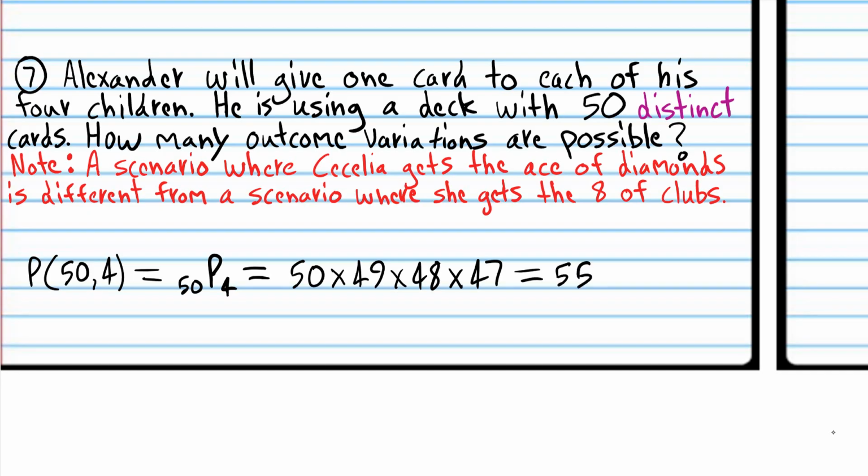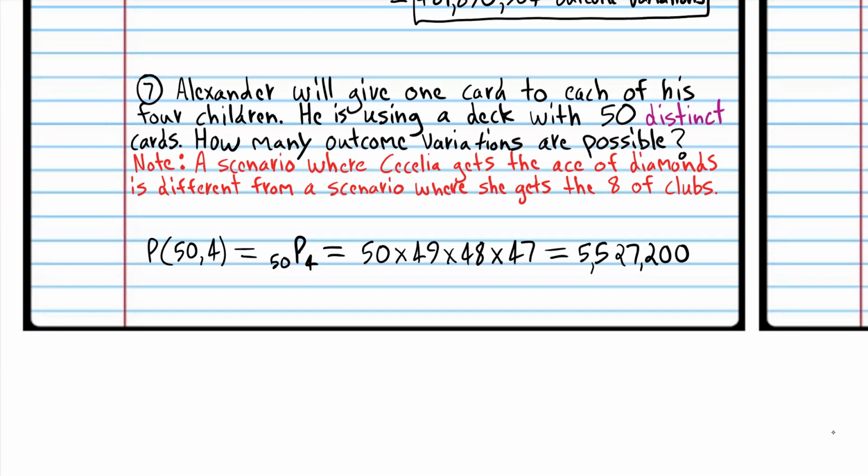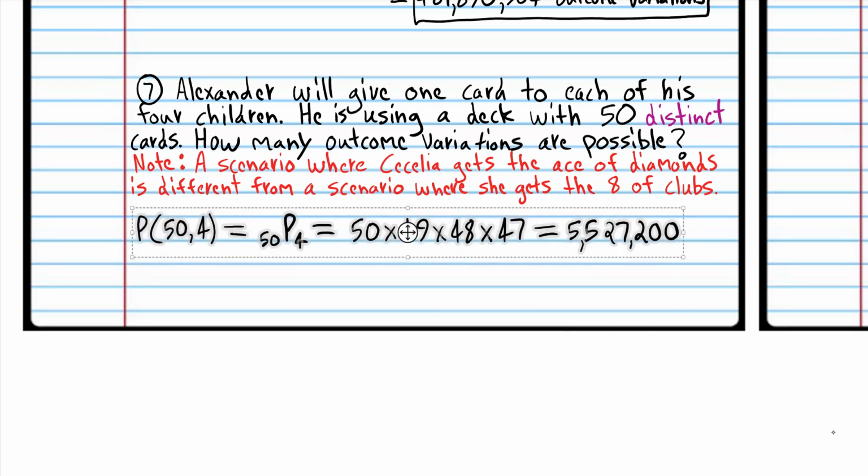But we have 5,527,200, and so that's 5,527,200 outcome variations. So if you got that right, excellent. I'm going to move this down a little bit.